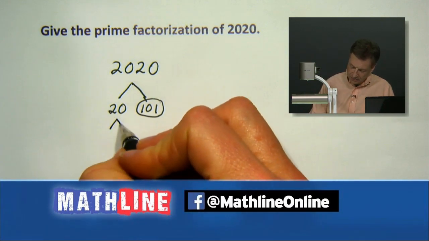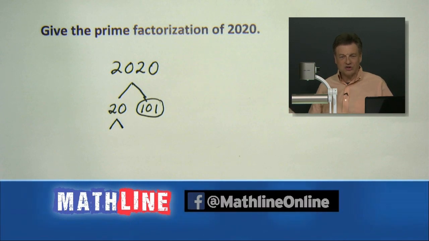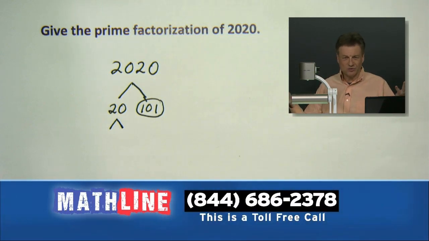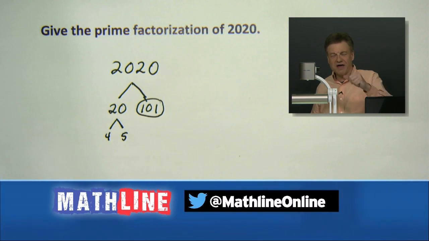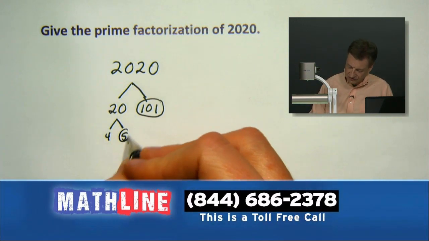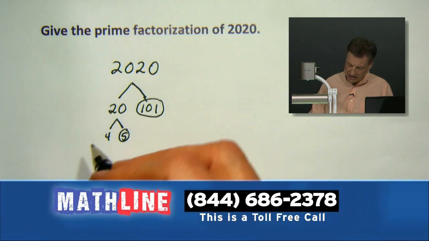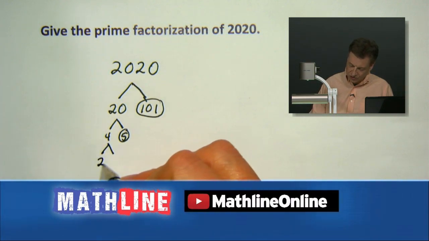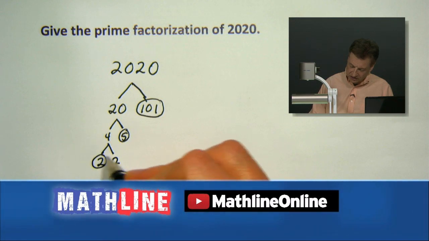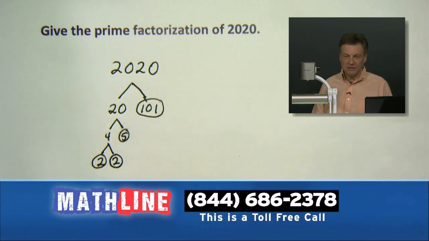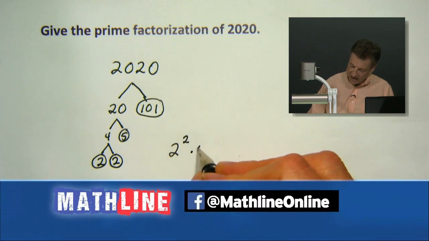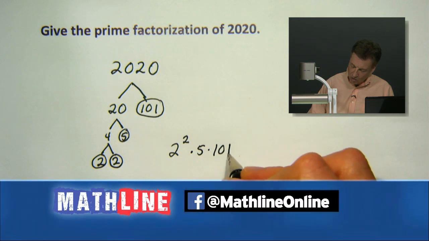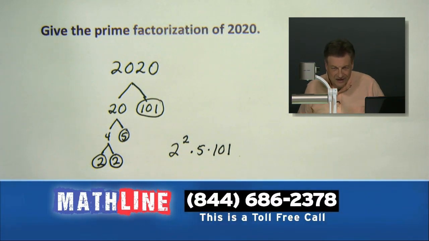Let's kick along a little bit more over here. We've got 20. There are lots of ways to get 20 in there, but we don't want to use 1 in anything because there are better options. How about 4 and 5? Why don't you use 4 and 5? Because it does give us 20. And also 5 is a prime waiting for us, all right? Now, let's go one more time. Break this down. We've got 2 and we've got 2. And oh my goodness, all those are primes. So here's your prime factorization: 2 squared times 5 times 101.